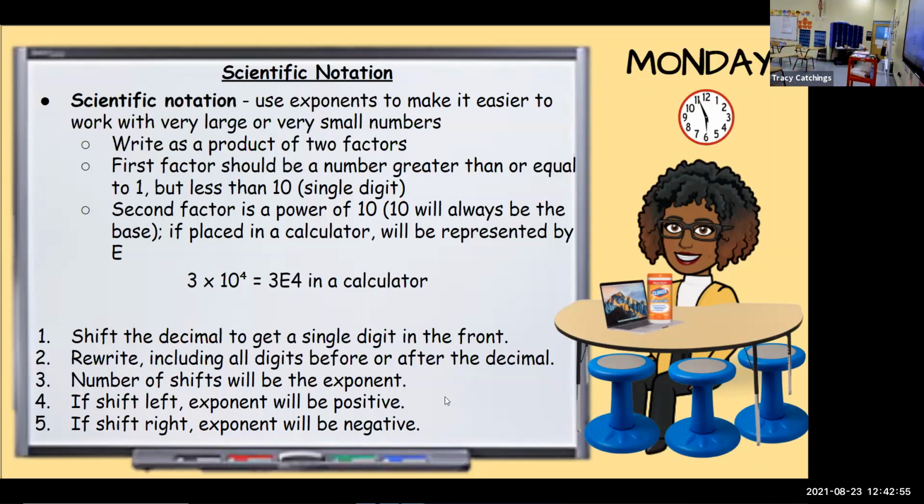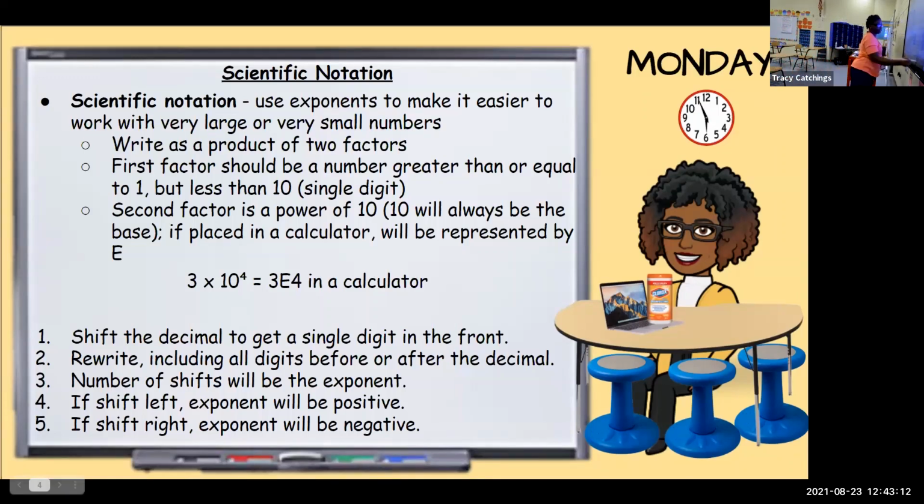It tells us scientific notation. Scientific notation is where we use exponents to make it easier to work with very small or very large numbers. It will be written as a product of two factors. The first factor should be a number greater than or equal to 1, or in other words, a single digit. And then that second factor will be a power of 10. 10 will always be the base.